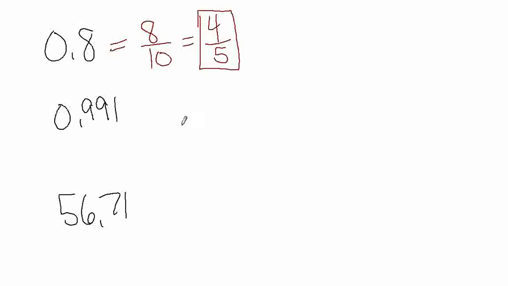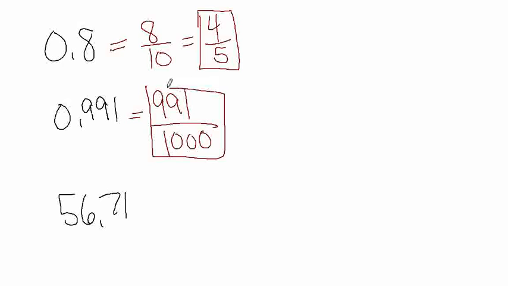Okay, I'll go ahead and work these out also. So 0.8 is equal to 8 over 10. That can be reduced to 4/5. All right, so that's the best I can do for the answer. 0.991, that's equal to 991 over 1,000. And that cannot be reduced, so we'll leave the answer that way.